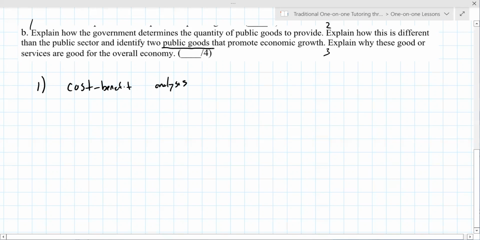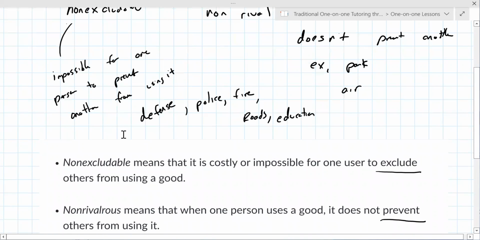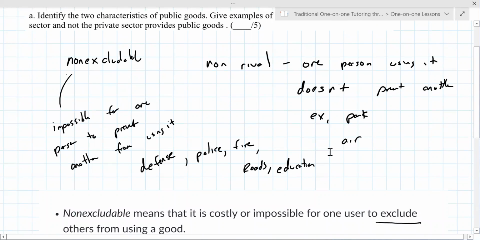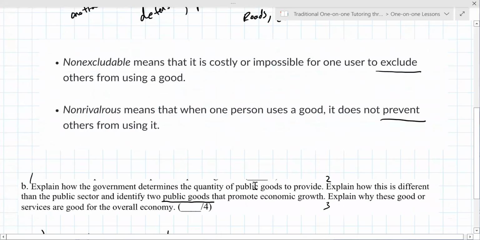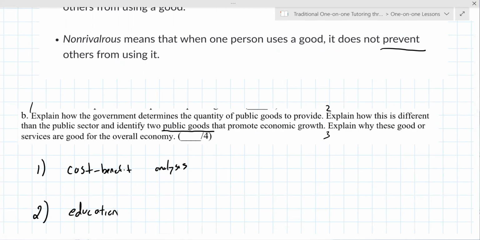Okay, so the thing to talk about with number 2 is, what are two public goods that promote economic growth? We already talked about a list of that. Education is definitely a big one. The reason is the more educated you are, the more you can do. While some people get an education and don't do anything with it, most people use it to go on and create something, do something with it.